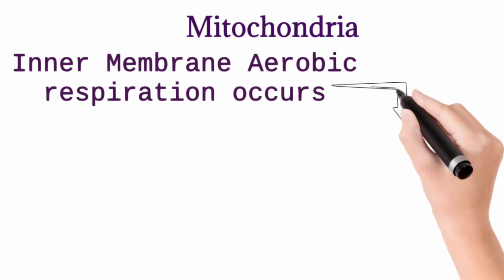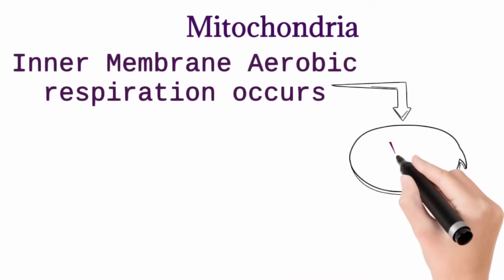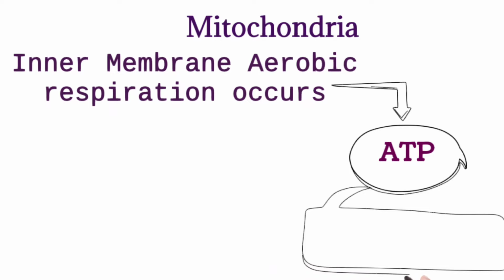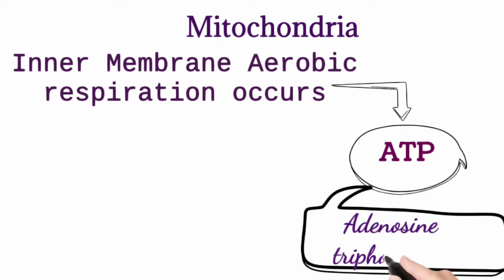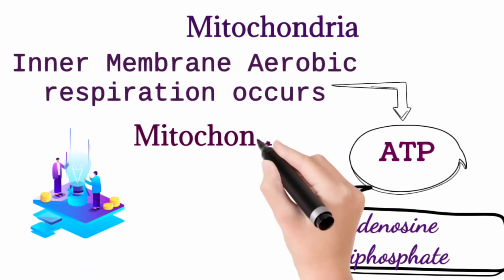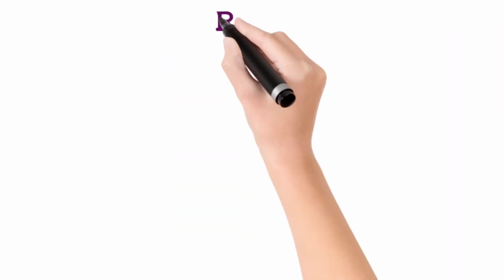In the mitochondria, aerobic respiration occurs in the inner membrane. As a result, ATP is formed. What is ATP? It is adenosine triphosphate. It is the main currency of energy produced by the mitochondria. This is the cellular energy. Therefore, mitochondria is called the powerhouse of the cell because it generates ATP.